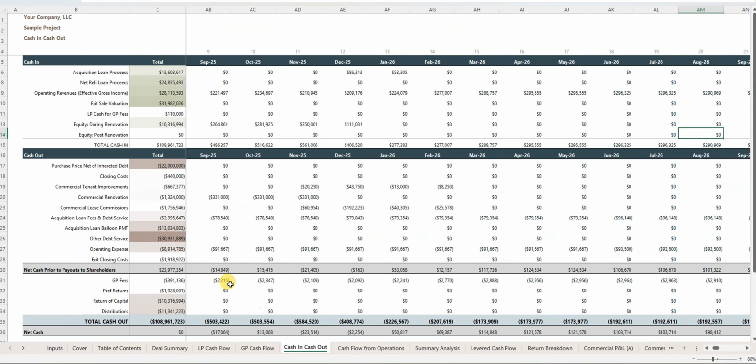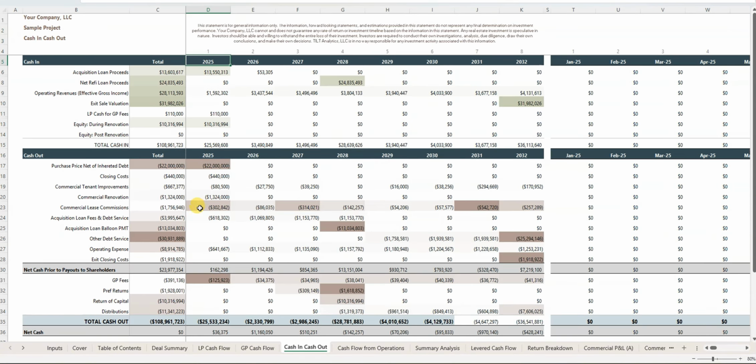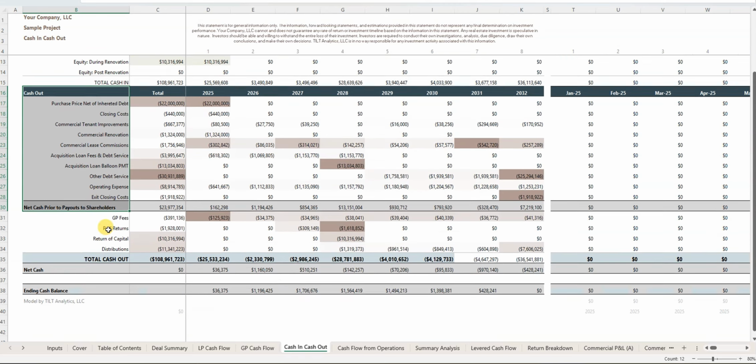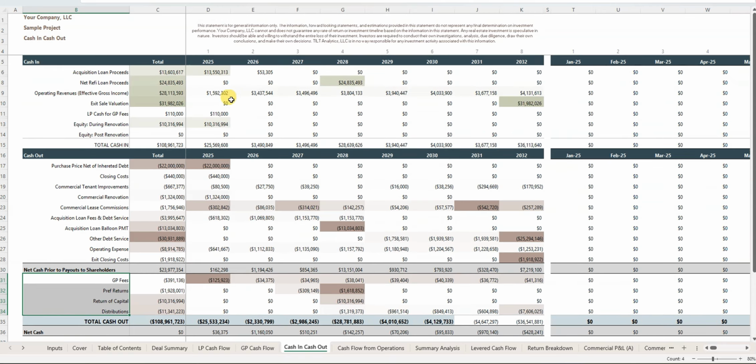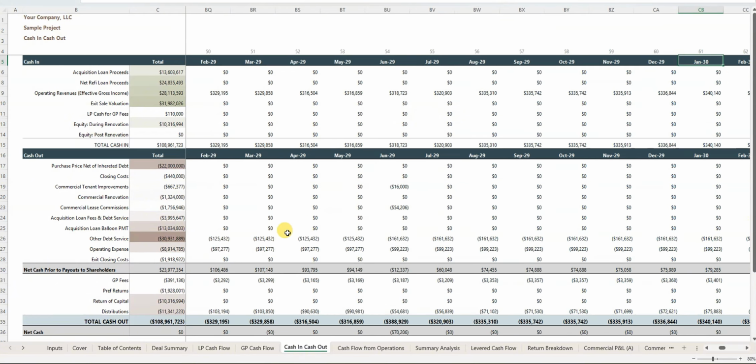One of my favorite sheets in the model is the cash in, cash out. This is your entire project on one page. All the cash in to the project, all the cash going out of the project before payouts to equity, and then payouts to equity. And with all the sheets in the model that show annual summaries, I can scroll over to the right and I can see all the figures on a monthly basis.